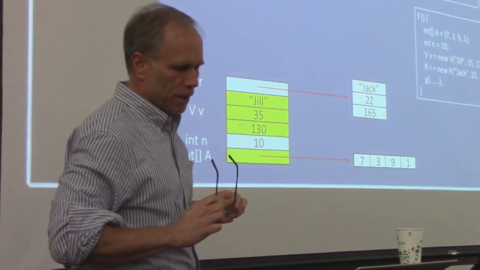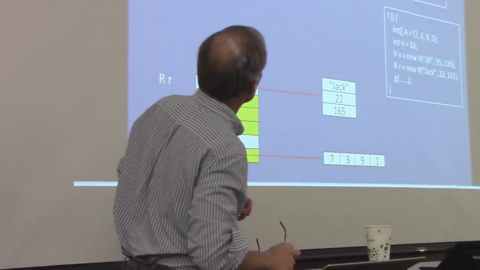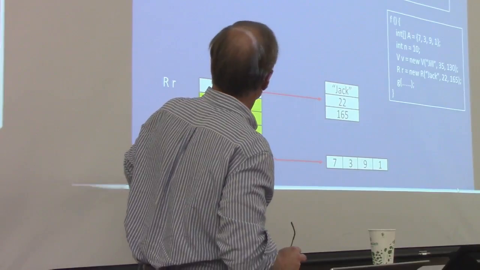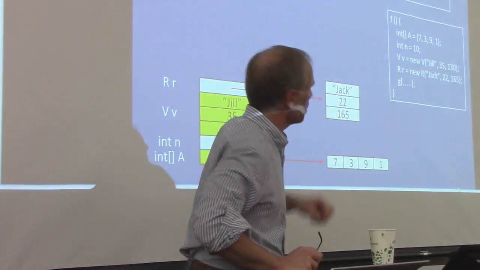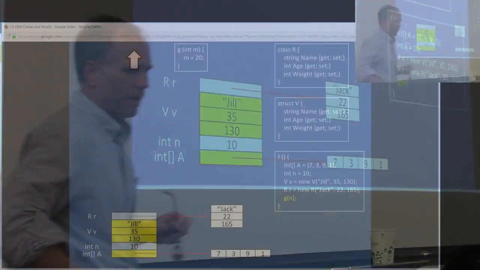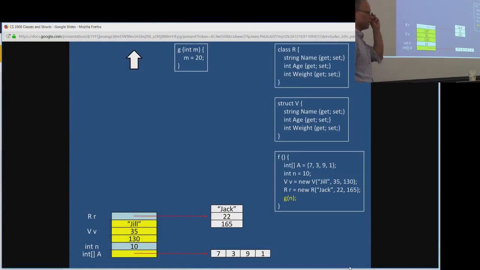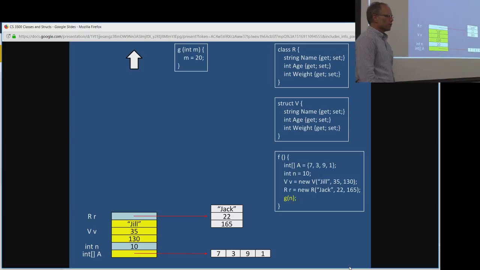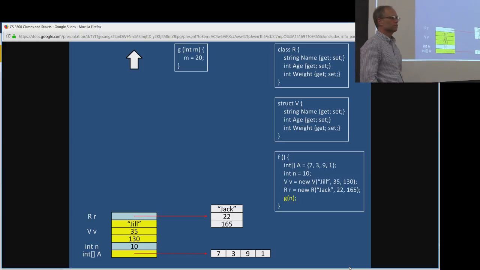Okay, so what we're going to see now is what happens when we call, let's see what I'm calling. I'm calling some method G. All right, now I'll show you G. Okay, so I'm calling G and I'm passing it N as a parameter. So what's the stack frame going to look like for G to make this method call? It'll get pushed onto the stack. What will be in the stack frame?